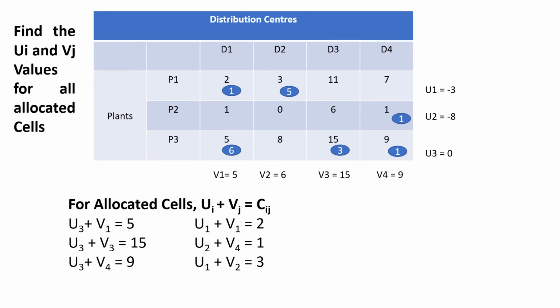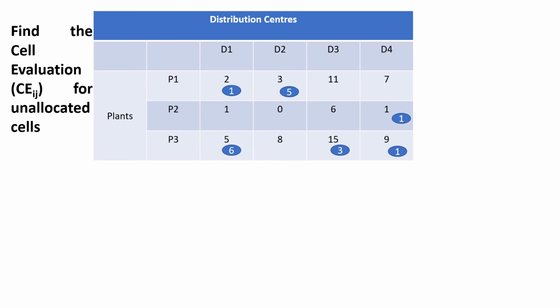So first what we'll do, we'll assume u3 to be 0. By mistake I have put all the multipliers in the matrix, but computation wise this is to be shown like this. First we will assume u3 to be 0 because the row P3 has the highest number of allocations. Once you assume u3 to be 0, then v1 will be 5. Directly we can write v3 will be 15, and v4 will be 9.